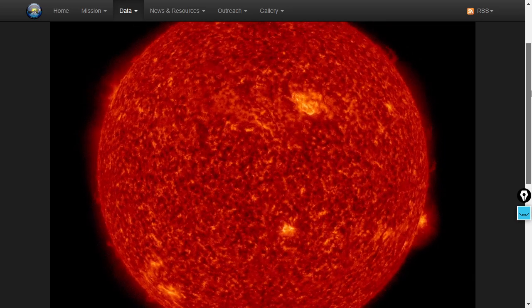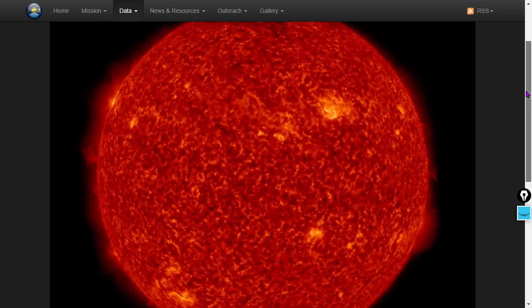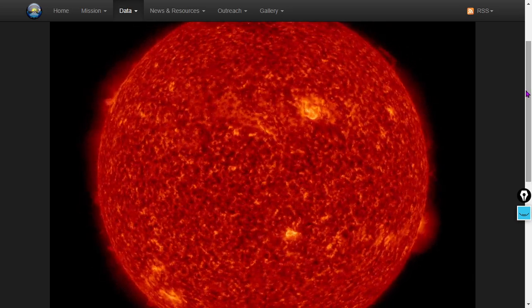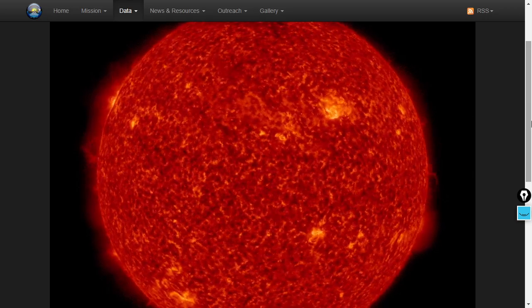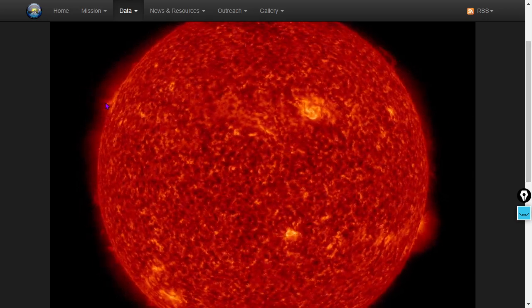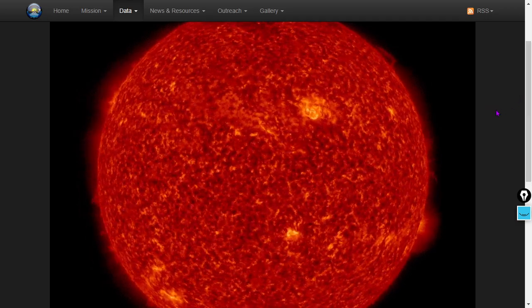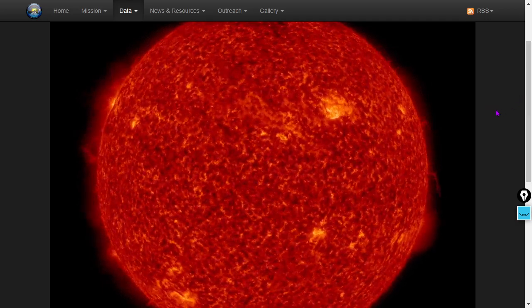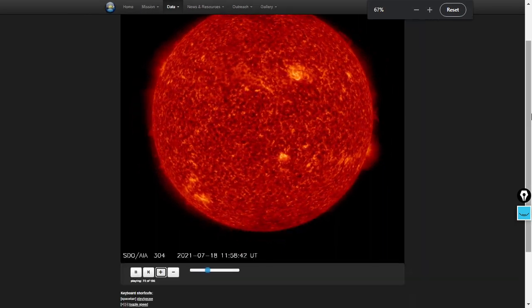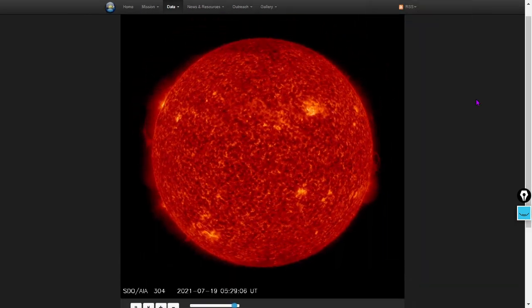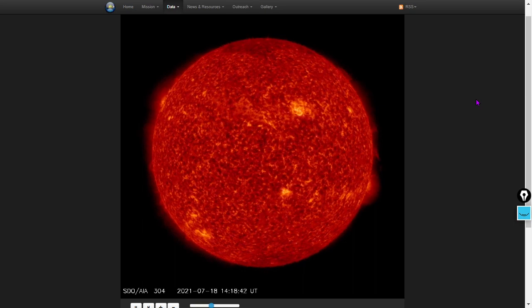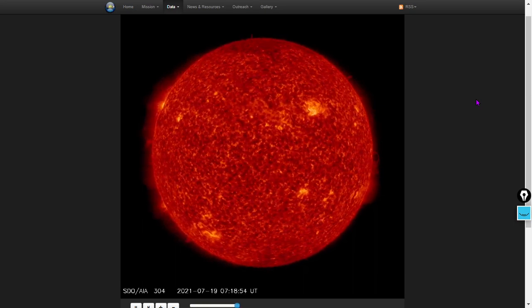And here's ionized helium. And you can see some activity actually from this. This is likely where the 245 megahertz radio burst came from. And there's the full disk view in that wavelength, 304 angstroms from the Solar Dynamics Observatory.